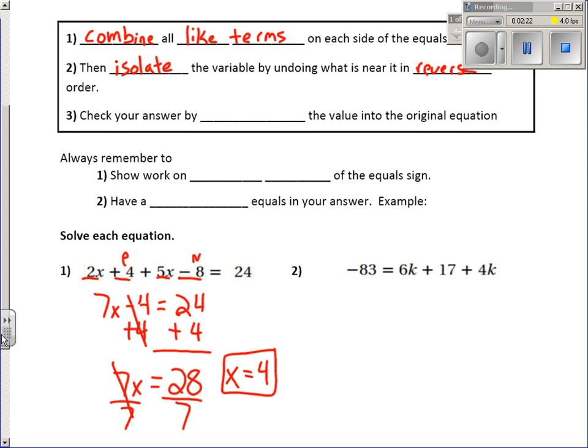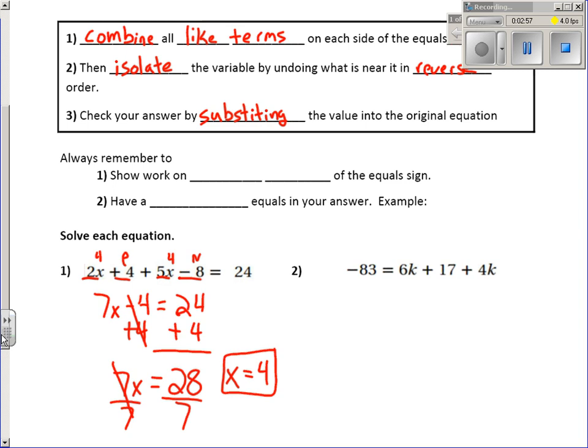Now the next thing you should probably do is check your answer by substituting the value that you get for the variable back into the original equation. So instead of having x here, we're going to put the 4 because x equals 4, and then the 4. So this means 2 times 4. That's going to be 8. 8 plus 4 would get us 12. And then we have to think about this as 20 because 5 times 4. So we had 12 plus 20 gets us 32. And then we do minus 8, which gets us 24.